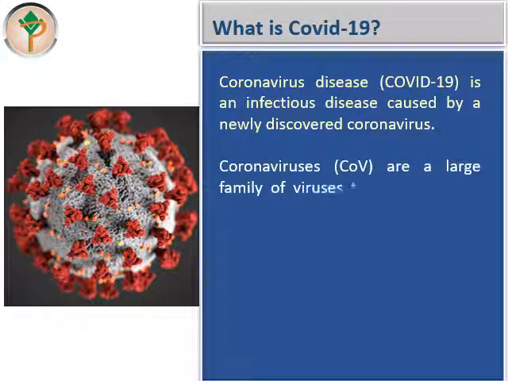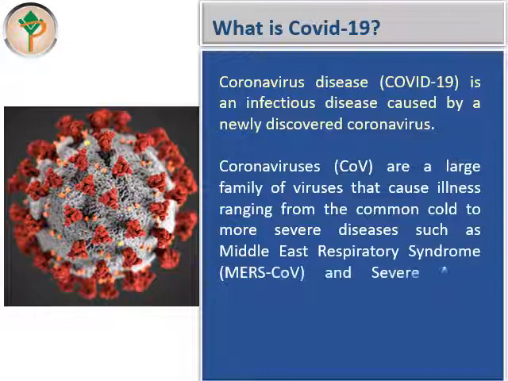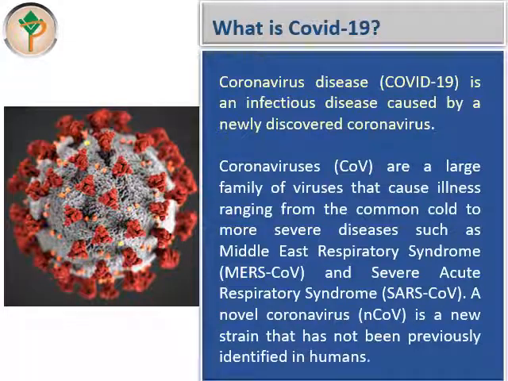Coronaviruses are a large family of viruses that cause illness ranging from the common cold to more severe diseases such as Middle East respiratory syndrome, like MERS-CoV, and severe acute respiratory syndrome, like SARS-CoV. A novel coronavirus, which is called nCoV, is a new strain that has not been previously identified in humans.